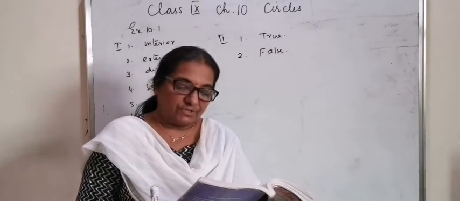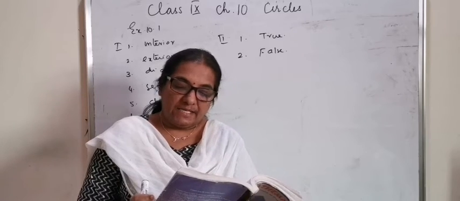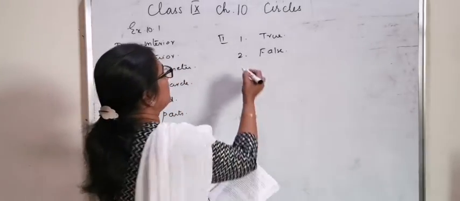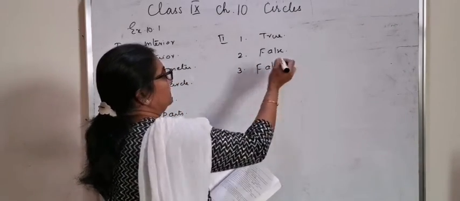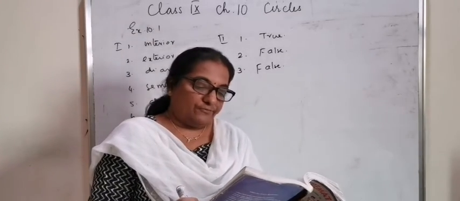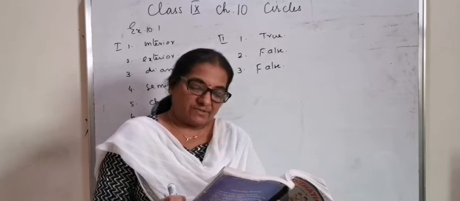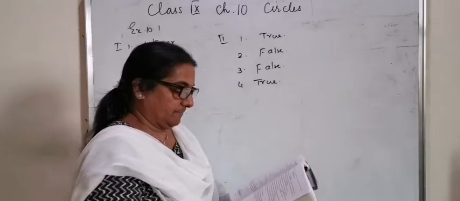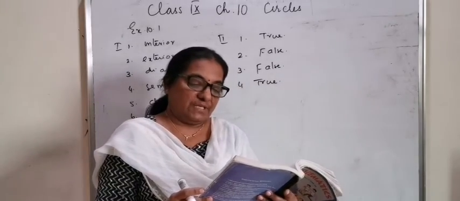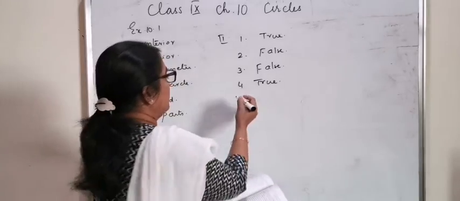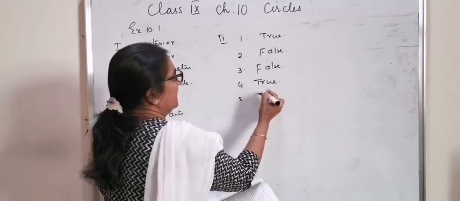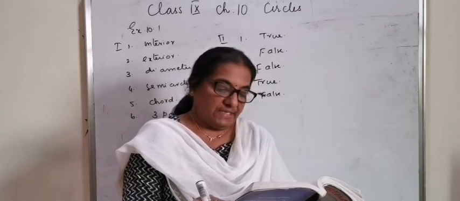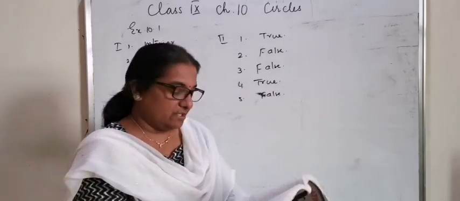If a circle is divided into 3 equal arcs, then each one is a major arc. It cannot be. The answer is false. A chord of a circle which is twice as long as its radius is the diameter of the circle. It is a true statement. Sector is the region between the radii and the corresponding arc, not the chord. So the given statement is false. A circle is a plane figure. It's a true statement.